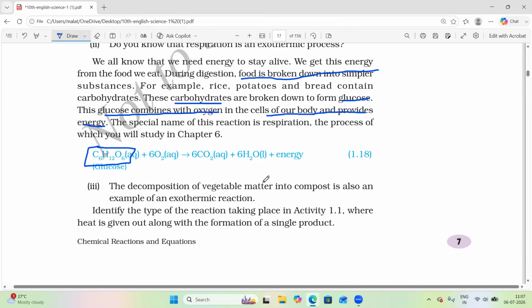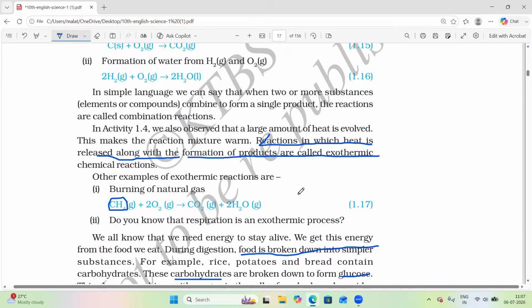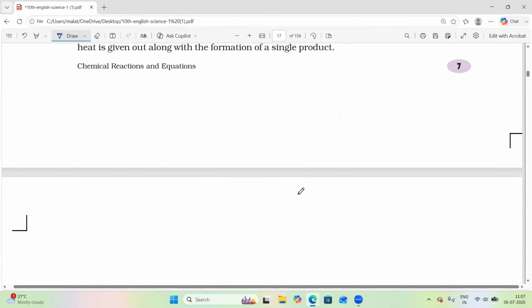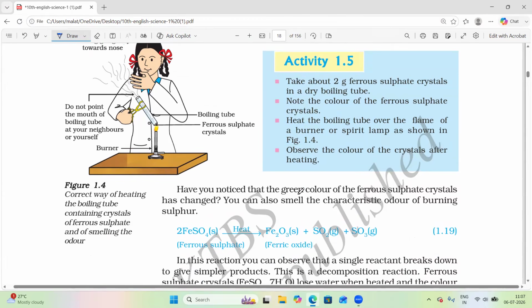There will also be a release of energy in the form of heat, that is also called an exothermic reaction. The second type of chemical reaction is the decomposition reaction. The name itself indicates decompose. What is happening here? Breaking down. Here only one single reactant breaks down into two or more products. It is totally opposite to the combination reaction.